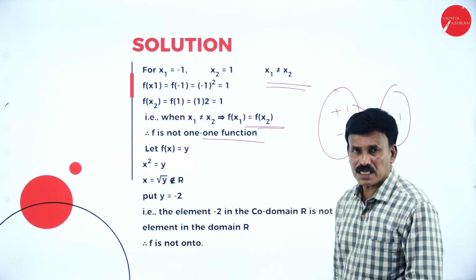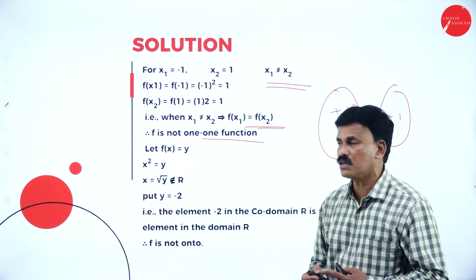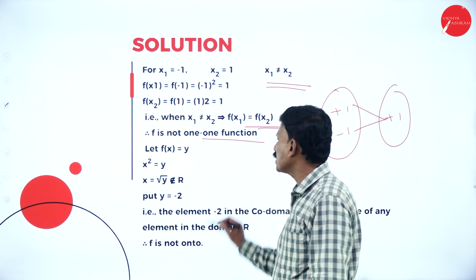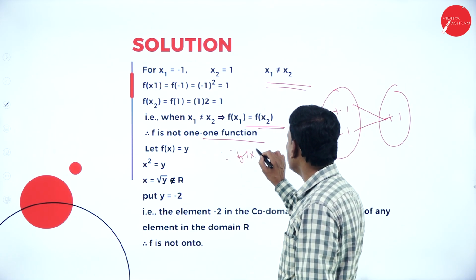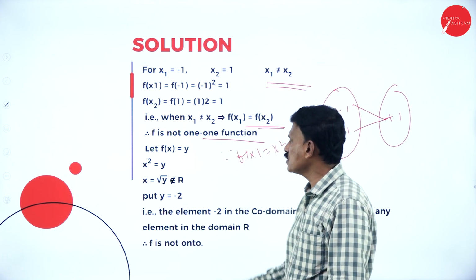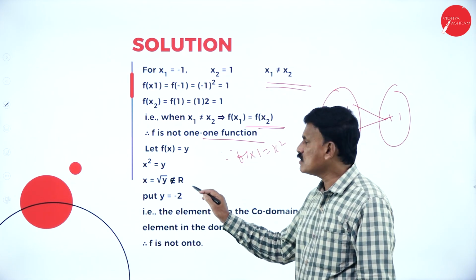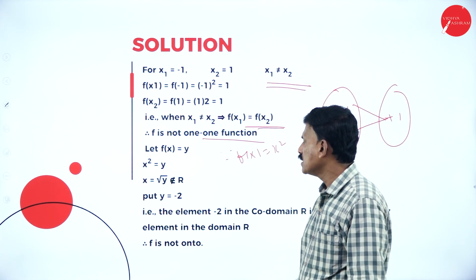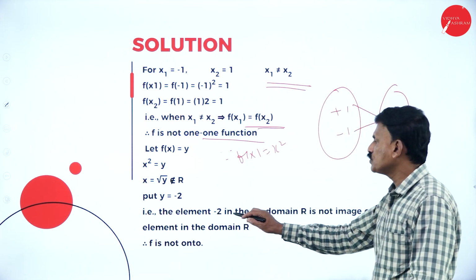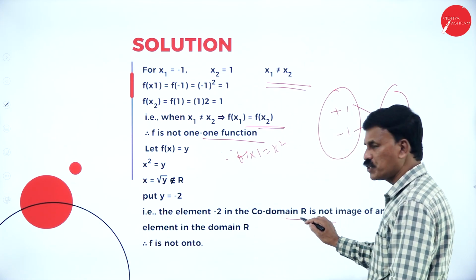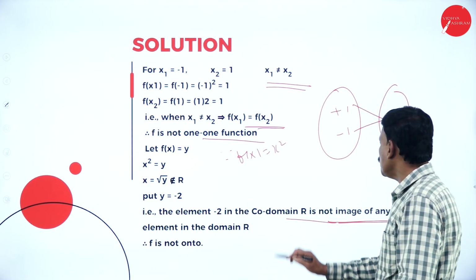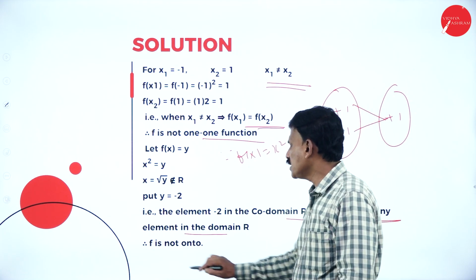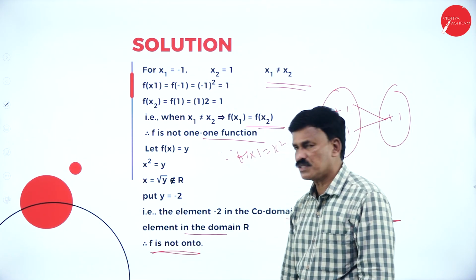Now, on the other hand, let us verify whether it is onto or not. Let f of x be equal to y. What is f of x? x square. Since f of x is equal to x square, x is equal to root y, which does not belong to the real numbers. Suppose we put y equal to minus 2, then the element minus 2 in the codomain R is not an image of any element in the domain R. So, therefore, f is not an onto function.